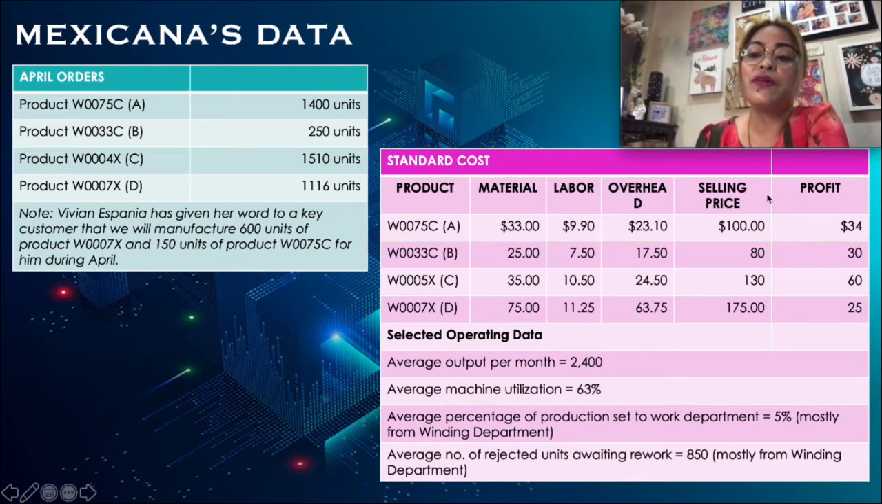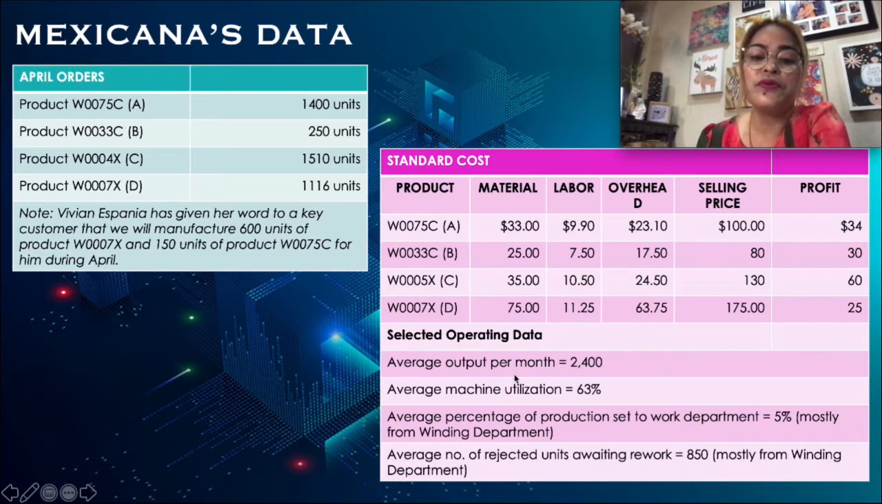With this table, we can actually compute the profit by deducting the total standard cost, the material, labor, and overhead cost, from the selling price, in which for product A, it gets $34 profit when sold per unit. For product B, $30 profit. For C, $60 profit. And for D, $25 profit.